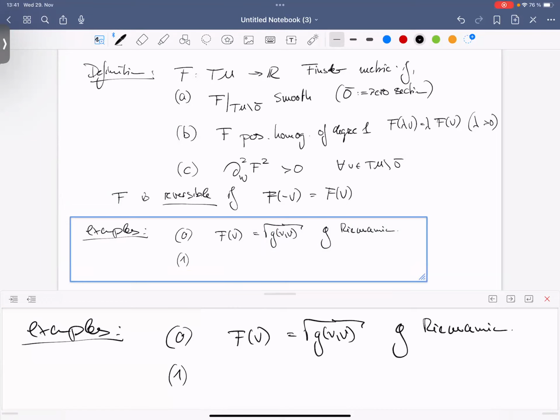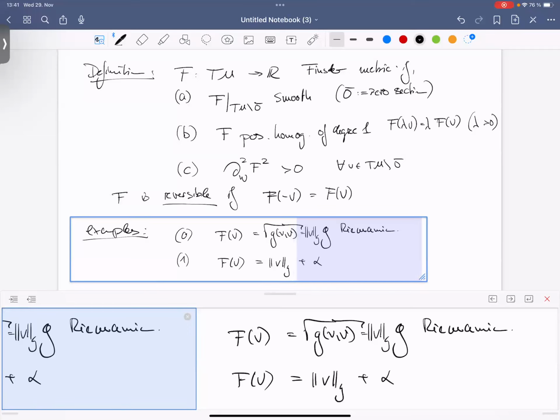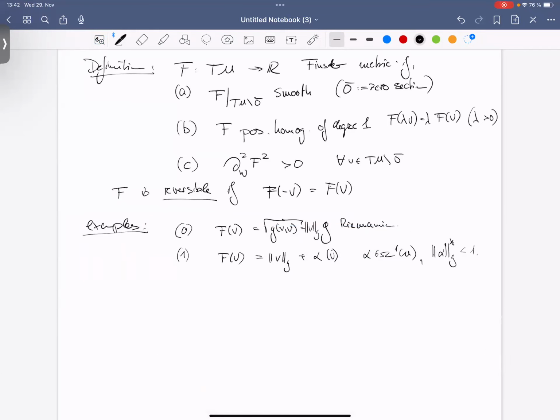Second, and this is an important example which I come to in a minute, if you take the norm of a Riemannian metric and just add some one-form to it, where alpha is a one-form on M, on your arbitrary manifold. In order for this to be a Finsler metric, you need that the dual norm of this one-form is smaller than 1. Else, this function will not be positive, and then you are in trouble.